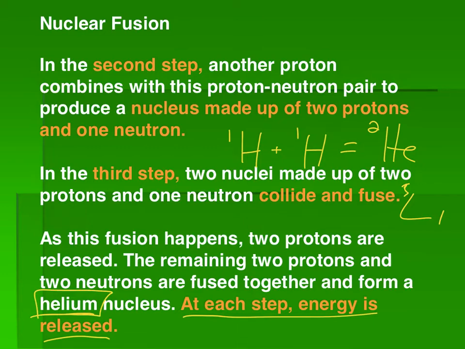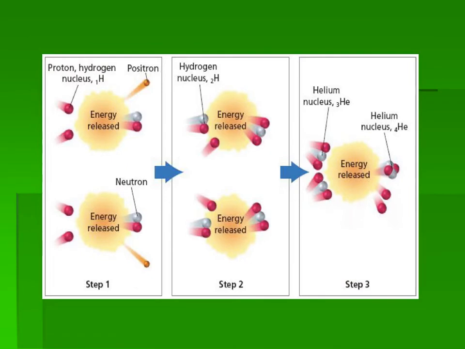Pretty cool stuff. Here's an image of it, where you can see the protons from the hydrogen nuclei combining, crashing together. Energy is released, and a positron is created. Eventually, if you look over to step 3, we can see helium is created. A lot of energy is released. At every step, energy is released, which is important because that's how stars are powered.